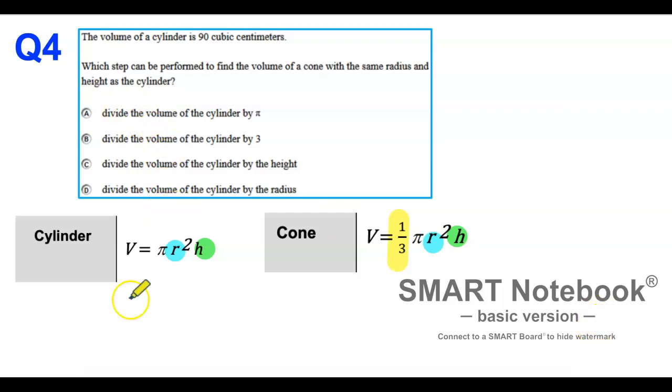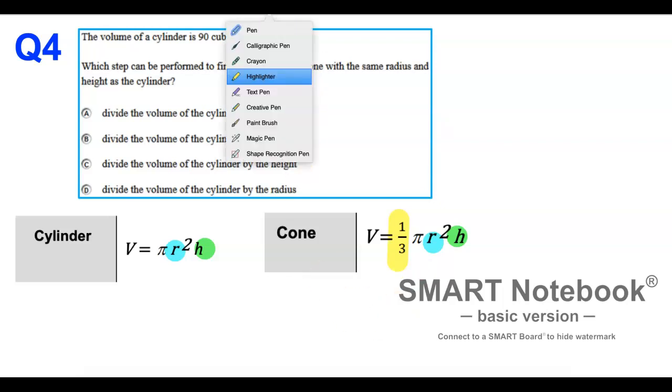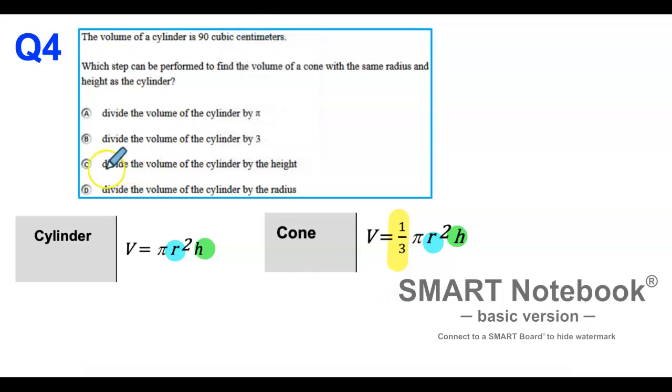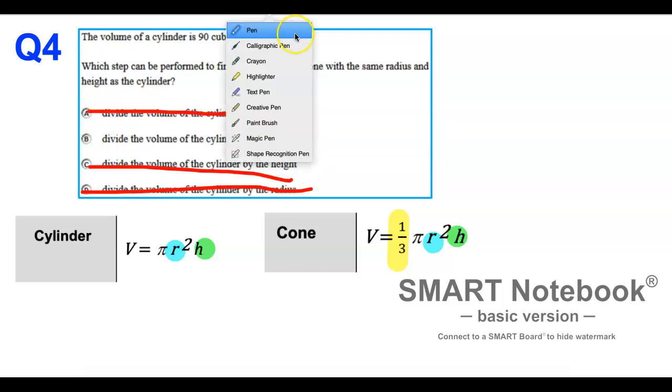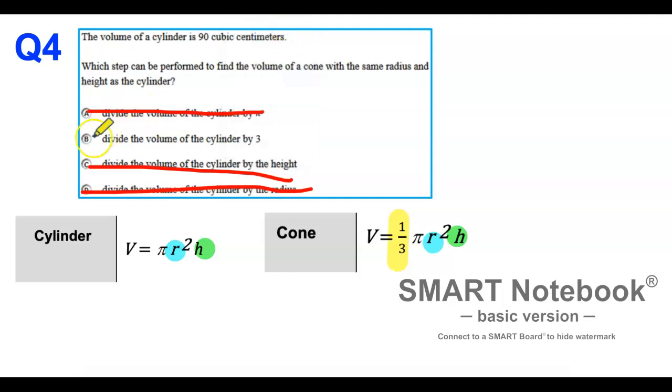Nothing here says take the volume of the cylinder and multiply it by 1/3. So we have to think and ask ourselves, multiplying by 1/3 is the same as doing what? And that is, it's the same as dividing by 3. So right away, we know that C and D are out because neither of those say dividing by 3. A, divide the volume of a cylinder by pi, that one's also out. So the correct answer here is B.